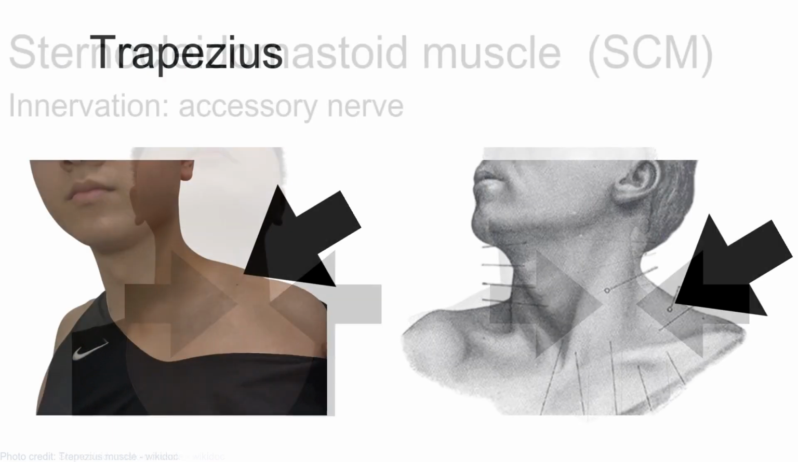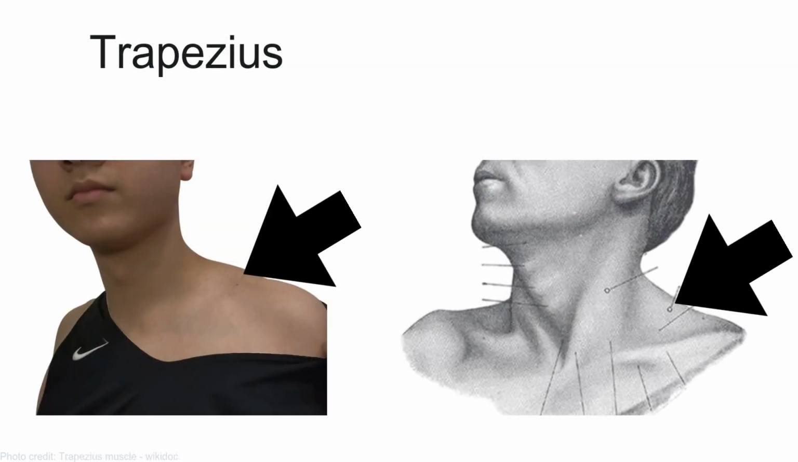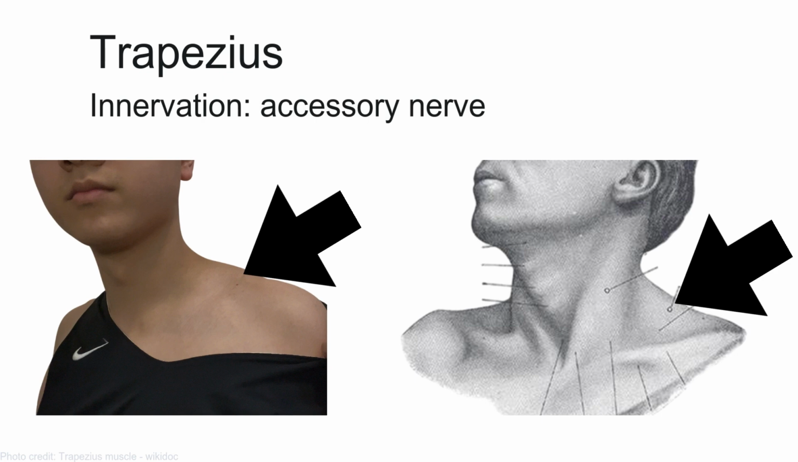Lastly, the trapezius muscle. It's also innervated by the accessory nerve. It forms the posterior boundary of the neck and stretches from the occipital bone and the cervical spine all the way to the shoulder. Trapezius is important for scapular movement, and muscle wasting here can be a sign of accessory nerve injury.